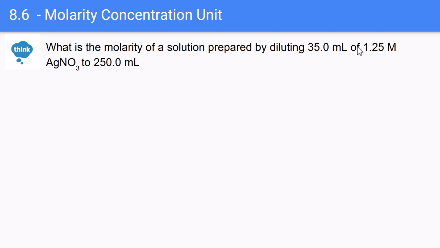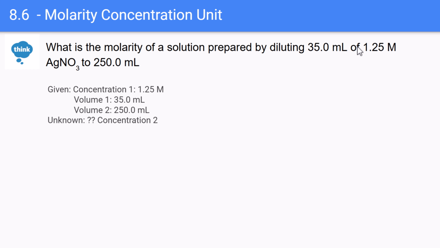It does say, what is the molarity of a solution prepared by diluting 35 milliliters of a 1.25 molar solution to 250 milliliters? So 250 milliliters is the volume we get at the end. So what that tells me is that 35 milliliters and 1.25 molarity are my initial concentration and volume. So that's what we have here. We have an initial concentration of 1.25 molar, a volume of 35 milliliters, and we're diluting it to a volume of 250 milliliters. And I want to know what the second concentration is.